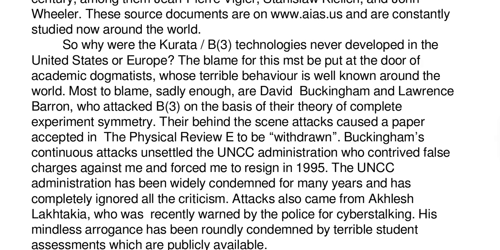So why were the Kurata B3 technologies never developed in the United States or Europe? The blame for this must be put at the door of academic dogmatists, whose terrible behaviour is well known around the world. Most to blame, sadly enough, are David Buckingham and Lawrence Barron, who attacked B3 on the basis of the theory of complete experiment symmetry, or more accurately described as a pseudo-theory. Their behind-the-scenes attacks caused a paper accepted in the Physical Review E to be withdrawn, in inverted commas.